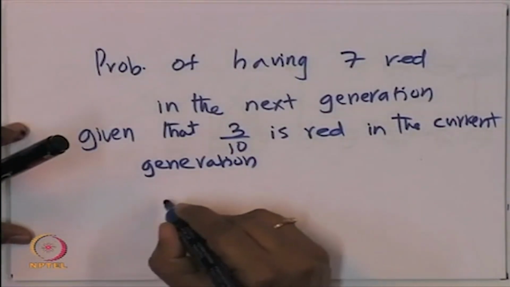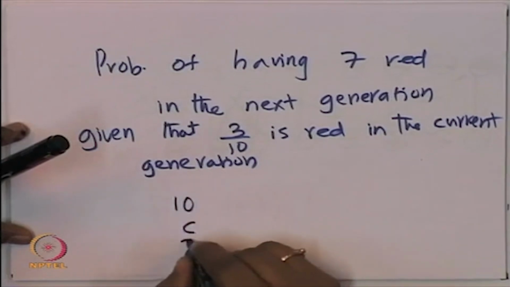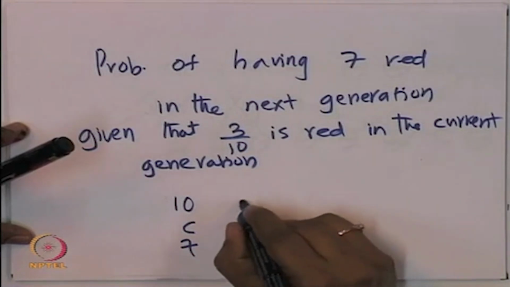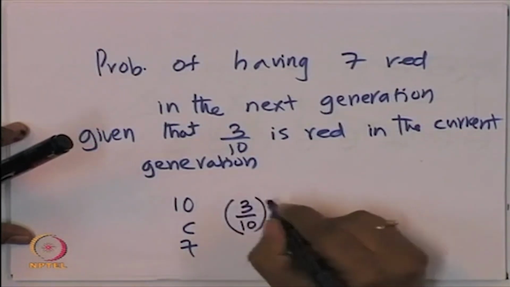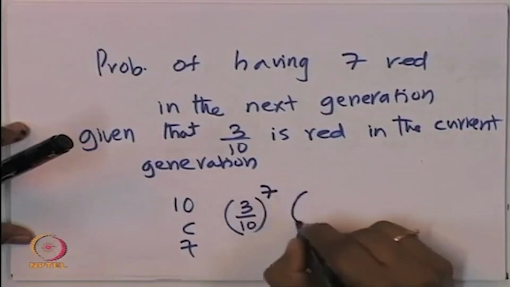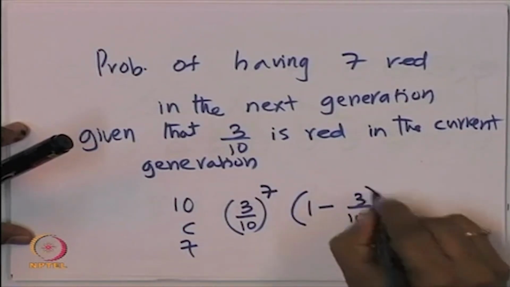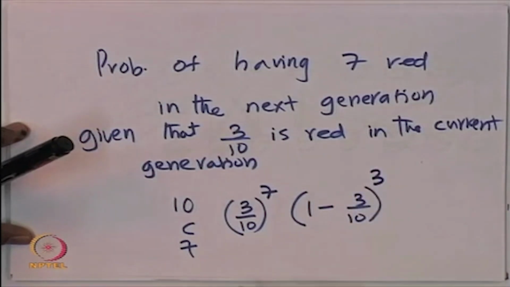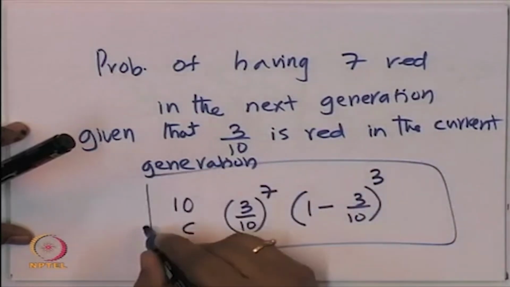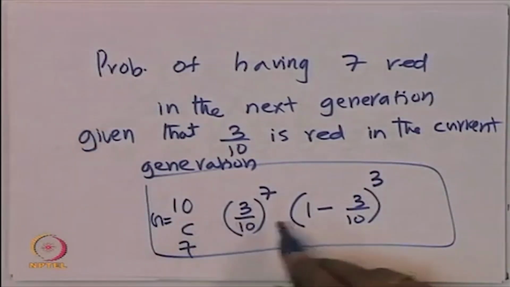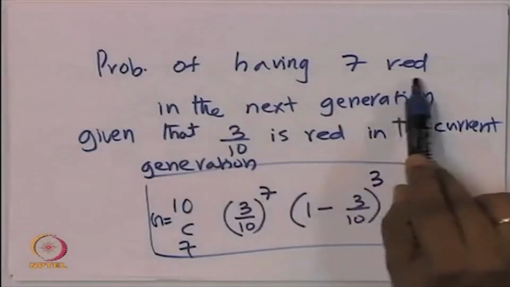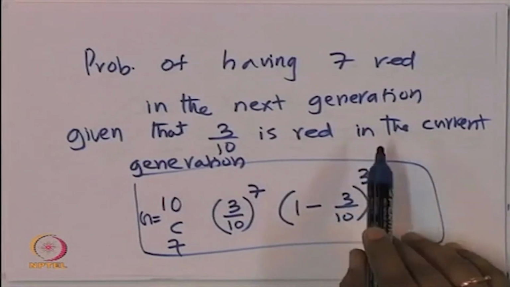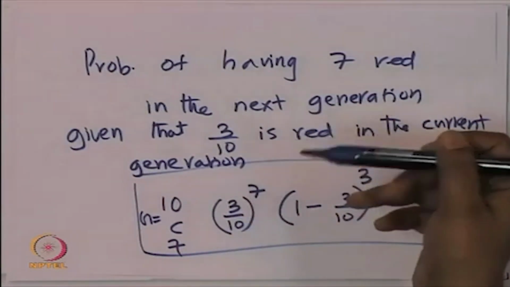And the distribution is basically 10 C 7, 3 by 10, that is the probability, to the power 7, 1 minus 3 by 10 whole to the power 10 minus 7, which is 3. So, this is the answer. This is the probability. Let me call this G. So, this is the probability of having 7 red in the next generation, given that 3 out of 10 is red in the current generation, and the other 7 out of 10 in the current generation are green.